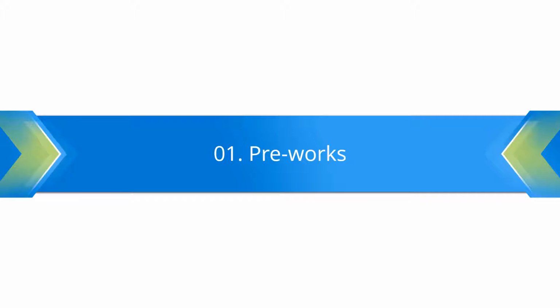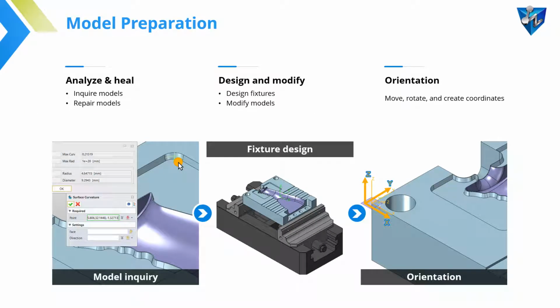First, I will show you the preworks. Generally, before starting the CAM designing works, users normally need to do the model inquiry to measure the size and the radius of the models. The purpose of this step is to choose the right tool. After model inquiry is the fixture design, and then the most important step, orientation, which must be done to set the coordinates for operations. All these functions in ZW3D are simple and easy to use. It will help your customer to increase their working efficiency.